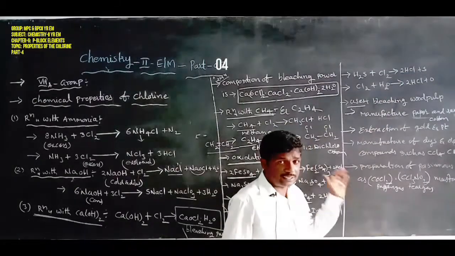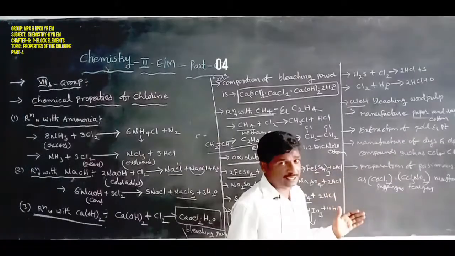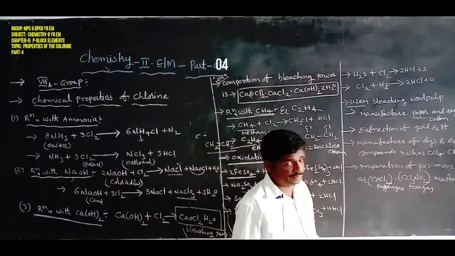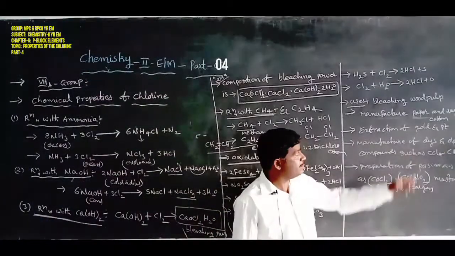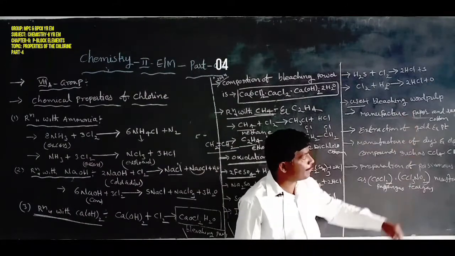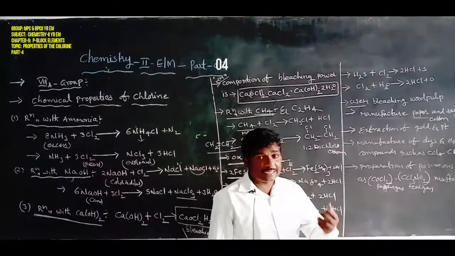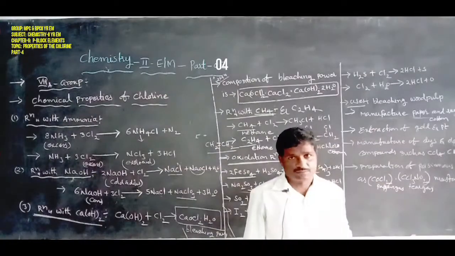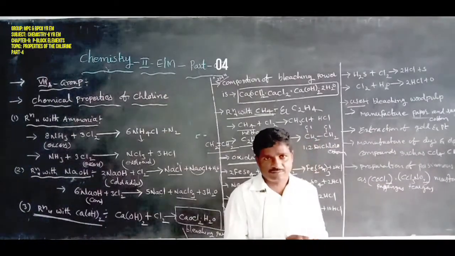Next, those are the chemical properties of chlorine, and another one is the uses of chlorine. Chlorine is also used for the bleaching of wood pulps, the manufacture of paper and rayon, and textile cottons. Those are the uses of chlorine. This is the first one.